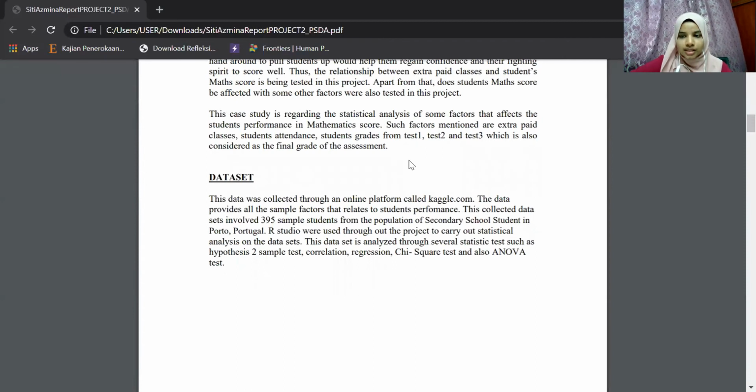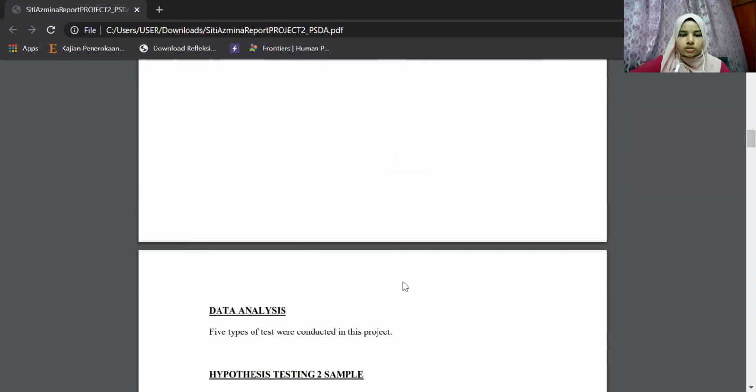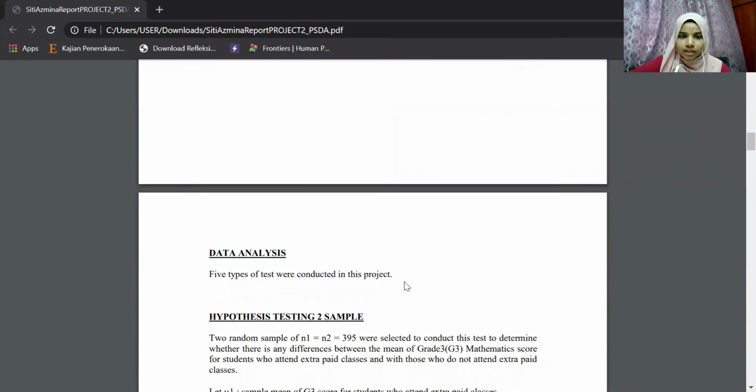In this project, I got the data set from a platform called kaggle.com. This data set provides all the sample factors that relate to the students' performance. The collected data set involved 395 sample students from the population of secondary school students in Portugal. RStudio was used to complete this project. In this project, five data analyses were used.